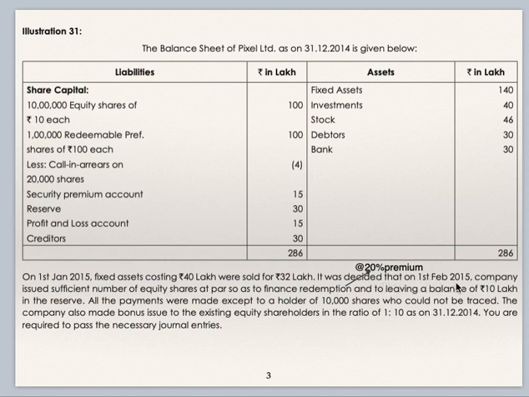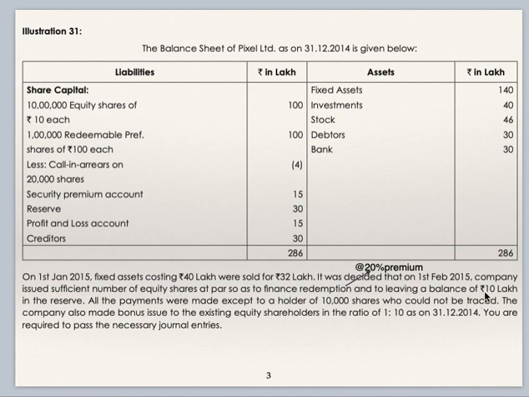It was decided that on 1st February 15, company issued sufficient number of equity shares so as to finance redemption at 20% premium, and leaving a balance of 10 lakh in reserve. So there is a printing mistake. The company decided to redeem preference shares at 20% premium, and for that sufficient number of equity shares are to be issued at par. Number of equity shares to be issued is not given, that you have to find out.